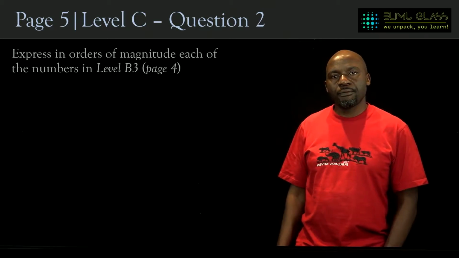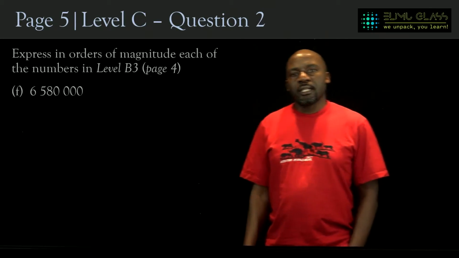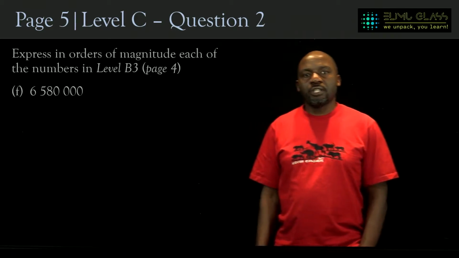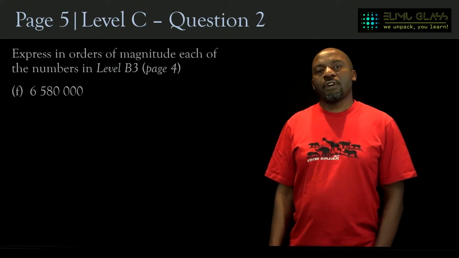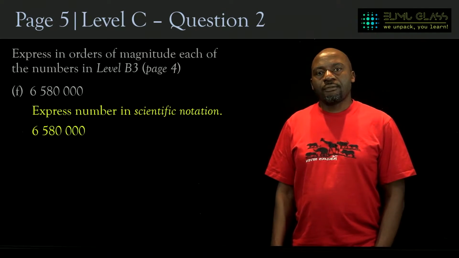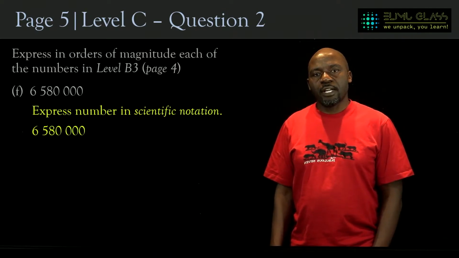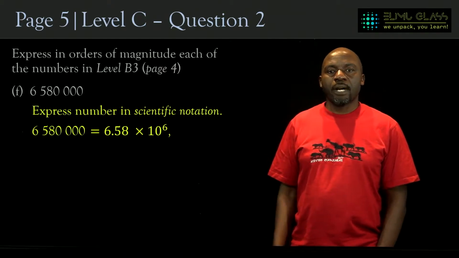I think it is F on the same exercise. Number F is 6,580,000. We want to express this in orders of magnitude. First thing is to express it in scientific notation. So 6,580,000 becomes 6.58 multiplied by 10 power 6.